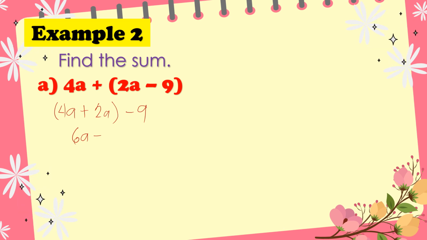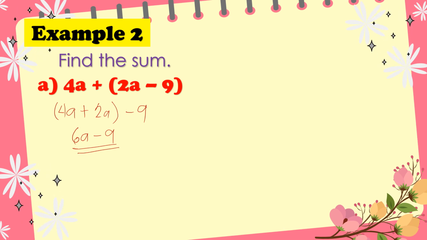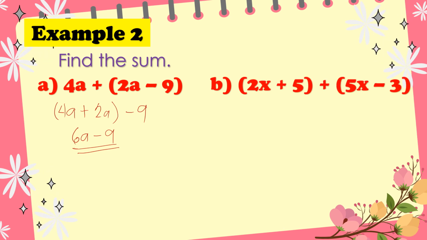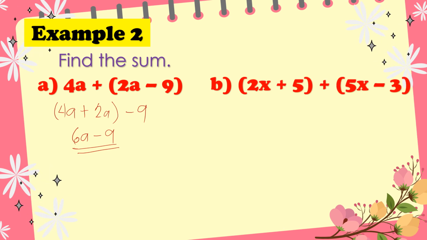And then, kopyahin natin yung negative 9. So, when you add 4a plus the quantity 2a minus 9, the answer is 6a minus 9. Next, the quantity 2x plus 5 plus the quantity 5x minus 3.